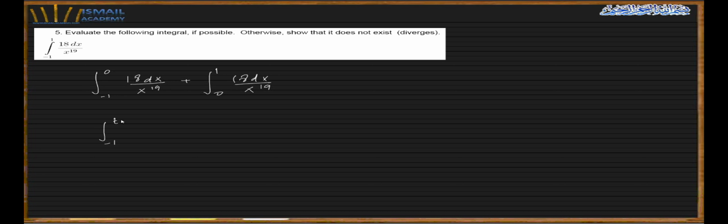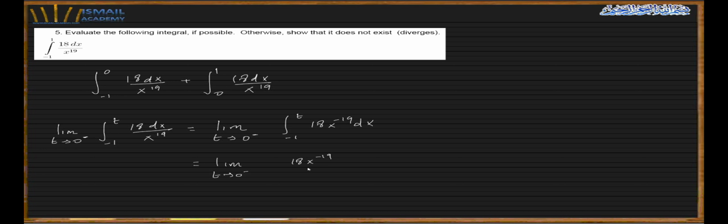So the integral from minus 1 to t, the limit when t goes to 0, of 18 dx over x^19. It is 0 because it's between minus 1 and 0, that means it's on the left side of 0, so here you have to put minus. If we pick that one, you're going to put plus because it's above 0. So this is the same thing as the limit when t goes to 0 minus of the integral between minus 1 and t of 18x^-19 dx.